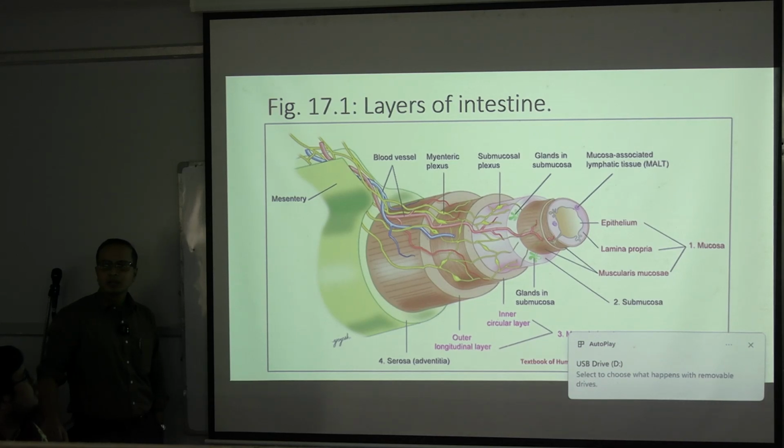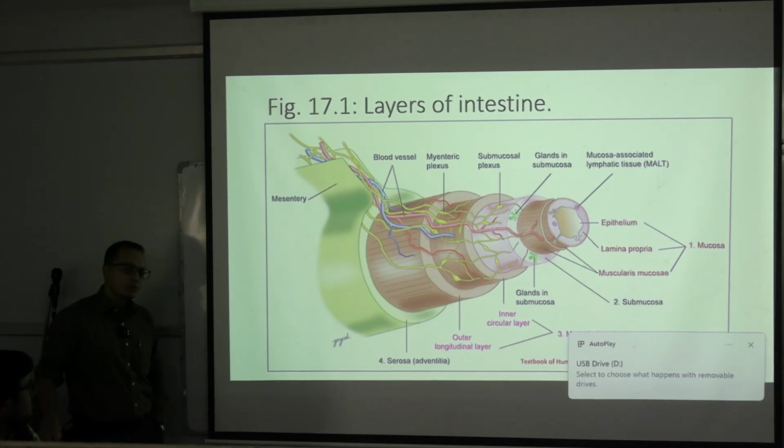It should have some layers. Each layer has some residents in it, depending on the contents and structures you are seeing. For example, the inner layer we call the mucosa. Mucosa has three layers: epithelium, lamina propria and a muscle layer. Then you have submucosa, which has glands, nerves, blood vessels, lymphatics, etc. Then the muscle layer, which also has nerves, the enteric nervous system nerves.